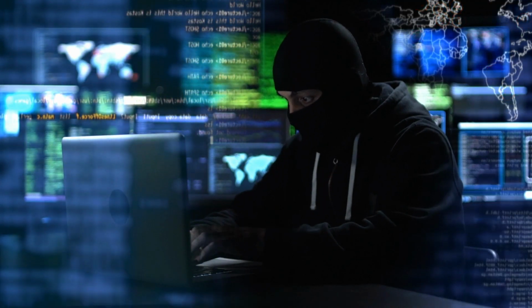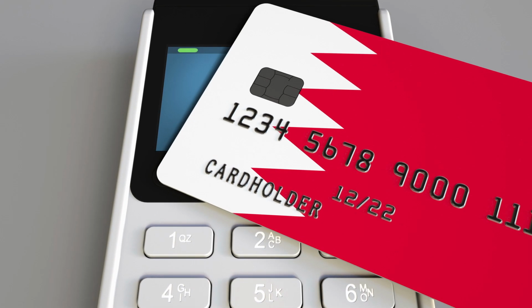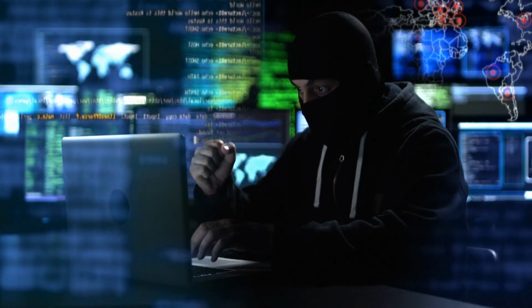Tap and go also works for criminals. Therefore, stealing money out of your pocket is easier than before.